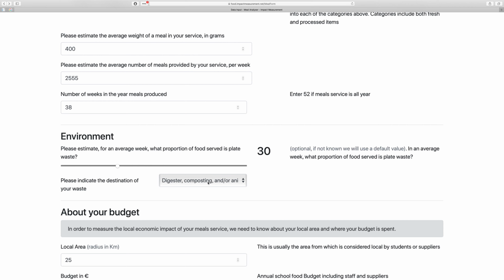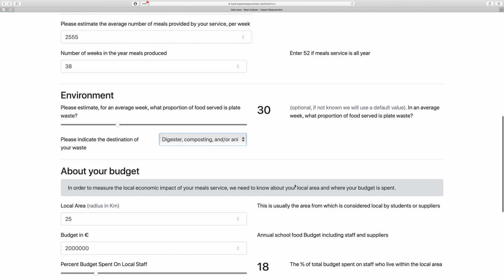And then we also ask you how you dispose of that waste. And there are currently two options here. One is digester and the other is landfill. This does make quite a big difference to the outcome. So try and get that one right if you can.